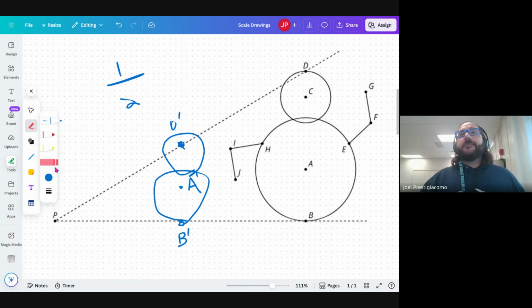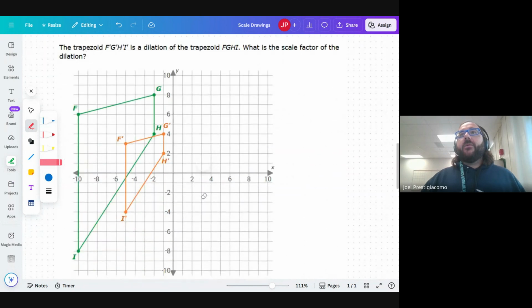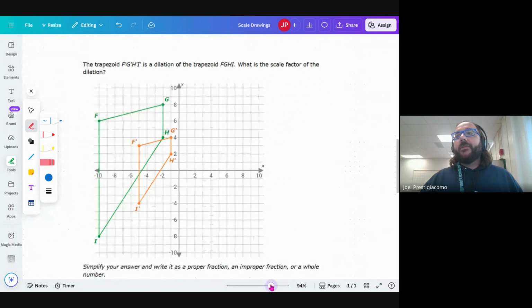Now, what does that look like in practice? We're just getting used to this right here. So let's look at some IXL example problems. Okay, a couple of things to keep in mind off the bat.